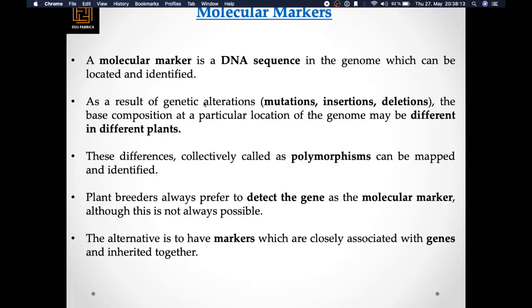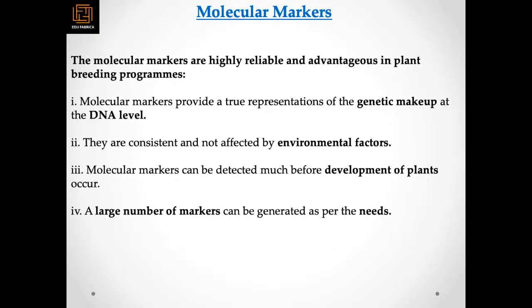Plant breeders always prefer to detect the gene through molecular markers. This was not possible before. The most reliable advantage of using molecular markers in plant breeding programs is that they provide a highly true representation of the genetic makeup at the DNA level, and they are consistent and not affected by environmental factors.